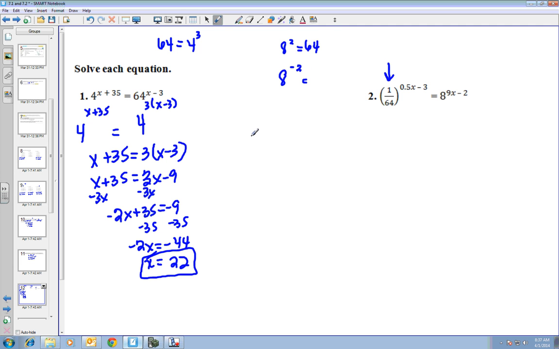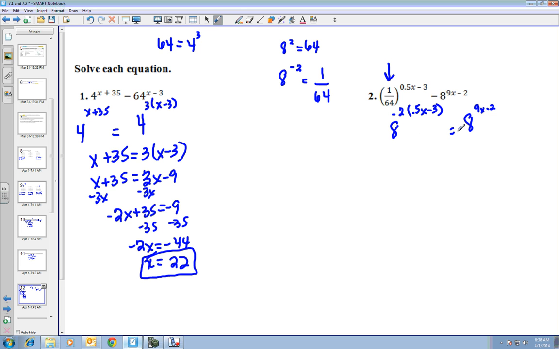Anytime I have a negative exponent, what did we do? We had to move it. So 8 to the negative 2 is really 1 over 64. Do you see that? So anytime you see a fraction, you automatically know that when I rewrite it, my exponent is going to be a negative exponent. So I can rewrite 1 over 64 as 8 to the negative 2, but then I still had that 0.5x minus 3. We can't have negative exponents in our answer, but we can use negative exponents to help us get our answer.